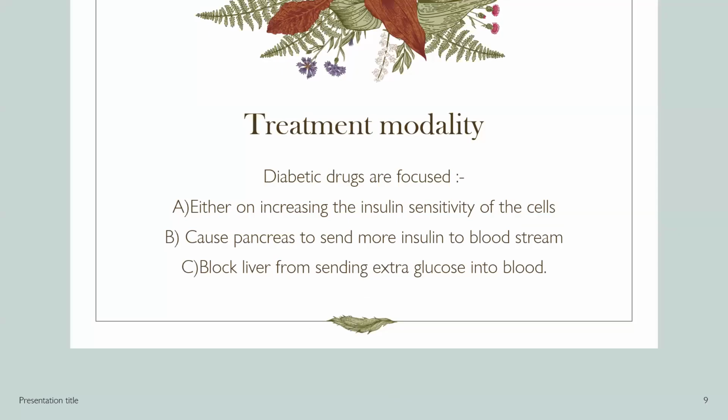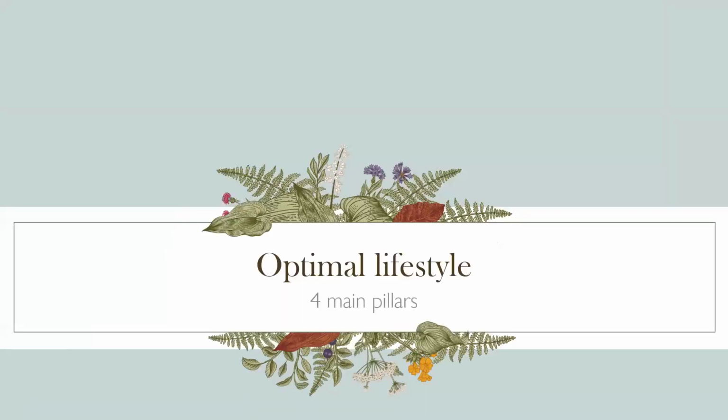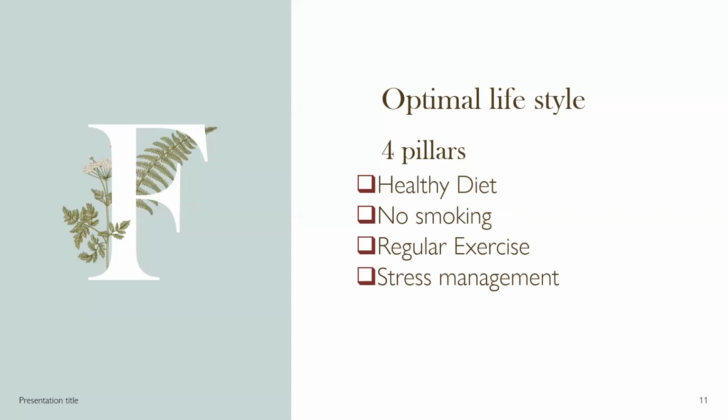Now, the next slide is: what is the optimal lifestyle? What are the main pillars for maintaining the optimal lifestyle? There are four main pillars. That is, a healthy diet has to be followed, there should be no smoking, regular exercise, and stress management.